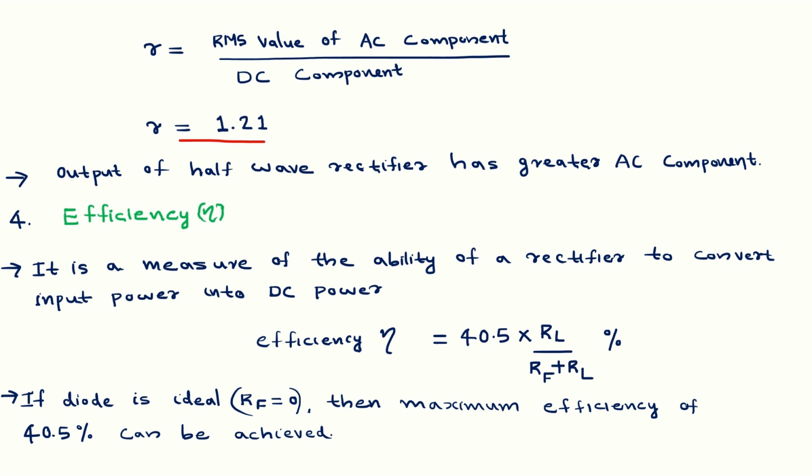Okay, then the next question is, what is the maximum efficiency that can be attained by the half-wave rectifier? The maximum efficiency is attained when the diode is ideal. Diode is ideal means the diode has no forward resistance, that is RF is 0. So if the diode is ideal, RF is 0, and we can attain the maximum efficiency of 40.5%. So remember, what is the maximum efficiency of the half-wave rectifier? It is 40.5%. And what is the ripple factor of a half-wave rectifier? It is 1.21.